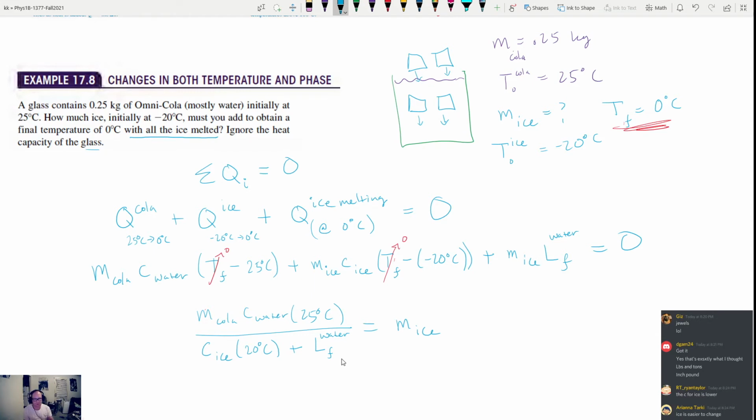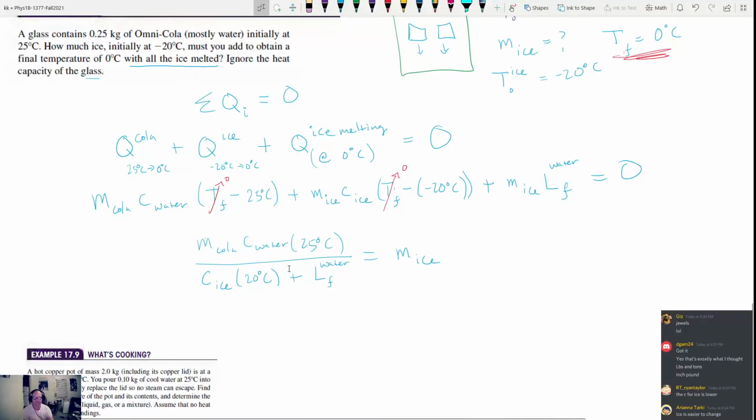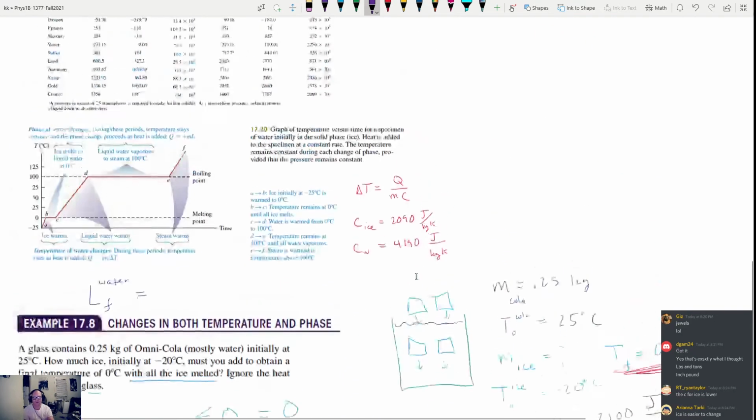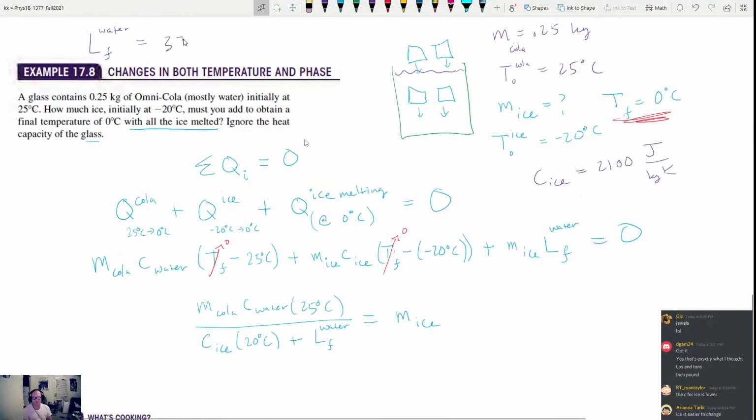Looks good. Okay. Next thing we need to do is actually go look up the specific heat of ice. Let's do that. Alright, specific heat of ice is 2100. I was off by 10. So, just write this over here somewhere. Specific heat of ice is 2100. That is in joules per kilogram Kelvin. And we also need the latent heat of fusion of water. The latent heat of fusion for water from the table above, I believe, was like 334,000. Yep, right here. 334,000. And that's in joules over kg.